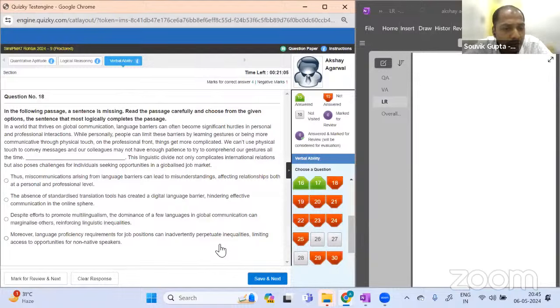The linguistic divide, this linguistic divide, what divide, what division? Despite efforts to promote multilingualism, the dominance of a few languages and the marginalization of the others, this division.